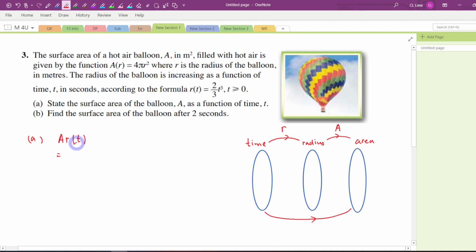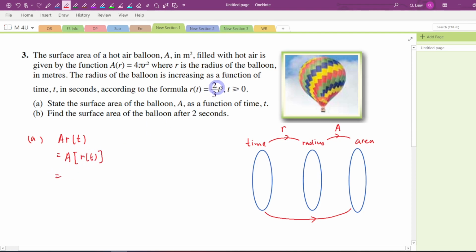Still remember I told you before, the function which is nearer to the variable is actually the function which comes first. When you refer to this diagram, you know that r is the function which comes first and followed by the function a. So therefore, we need to write a of r of t, not r of a of t. This is incorrect.